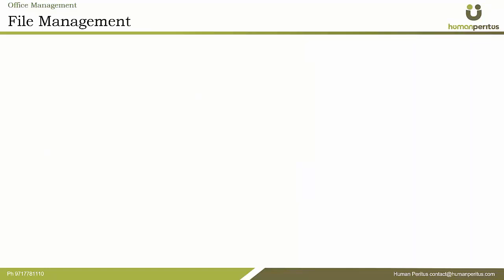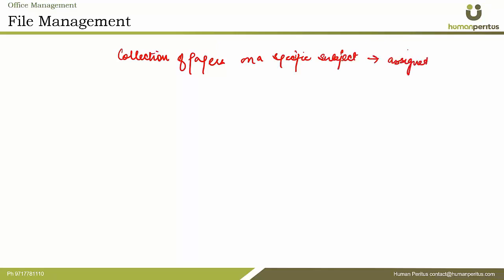Now, what is a file? A file is a collection of papers on a specific subject. The specific subject to which a number is assigned. So what a file is, it is basically a collection of papers on a specific subject, and there is always a number assigned to it. Its significance we will be reading now.